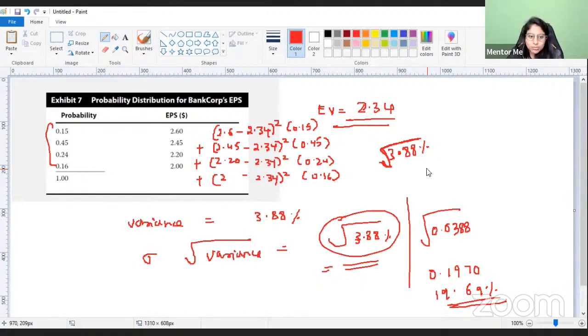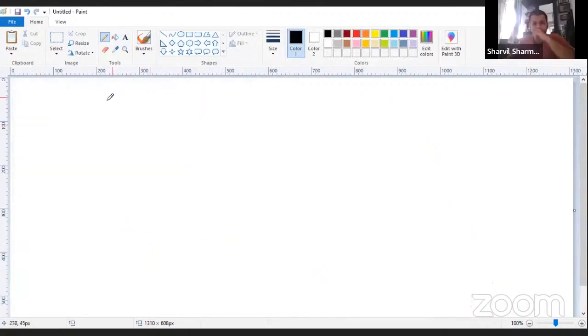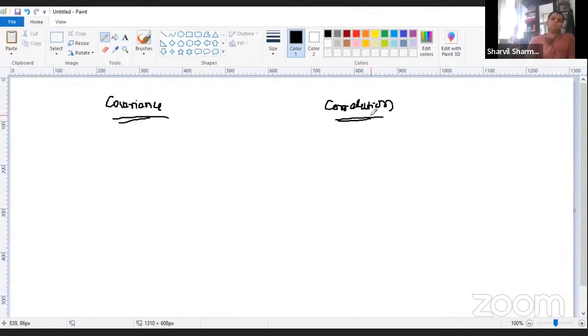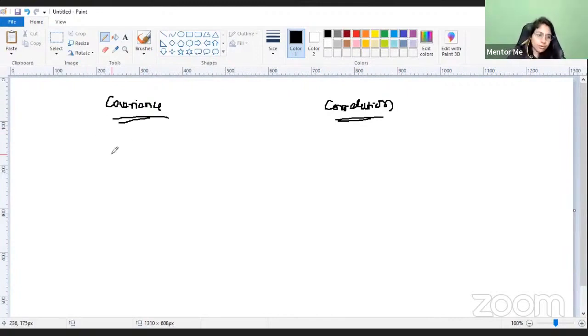So this is about variance and standard deviation when we have probabilities. Now let's move forward with our next concept, that is with respect to covariance and correlation. Now, when we talk about these two concepts, these are also very important from the point of view of diversification.